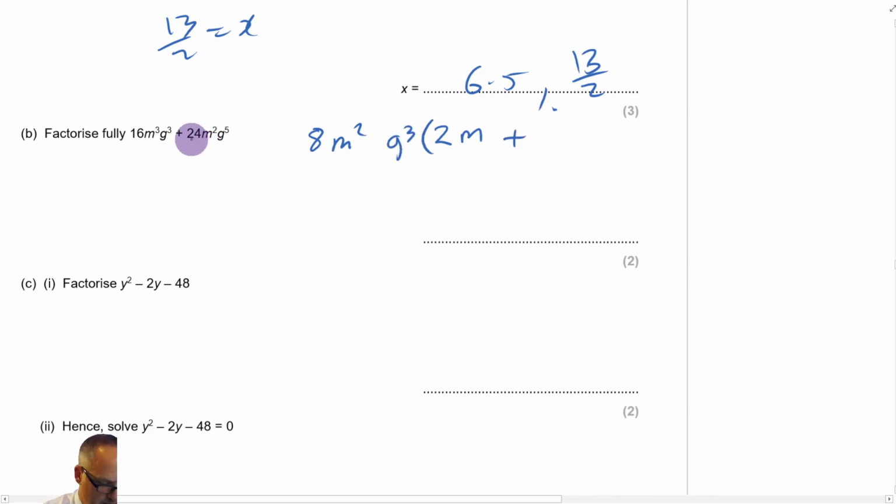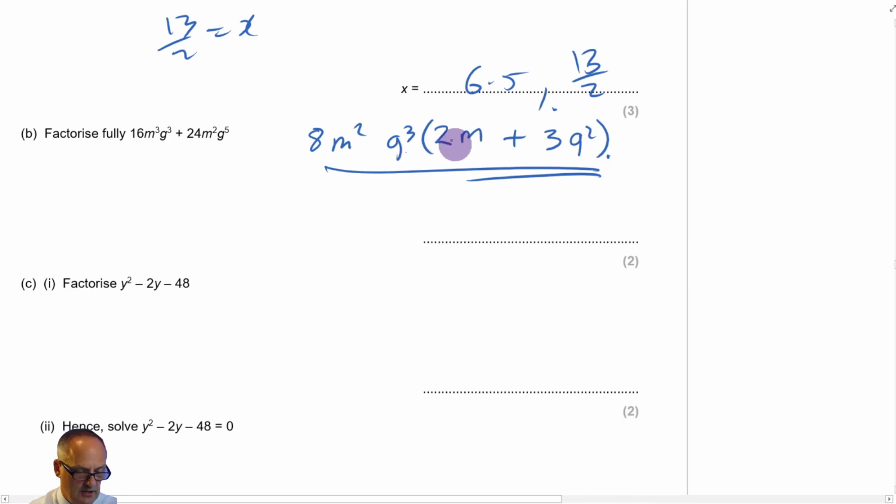What I need to times by to get this, I need to times the 8 by 3. And the m squared, I don't need to times by anything to get this, but I do need to times the g cubed by g squared to get this. And that is my answer. I've taken out the highest common factor. You can see, check there's no more common factors. No common factors between 2 and 3, and m and g squared.